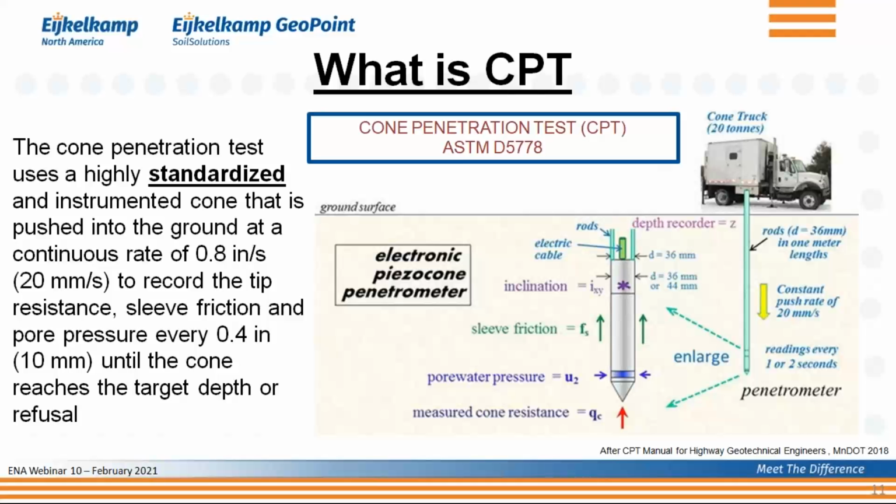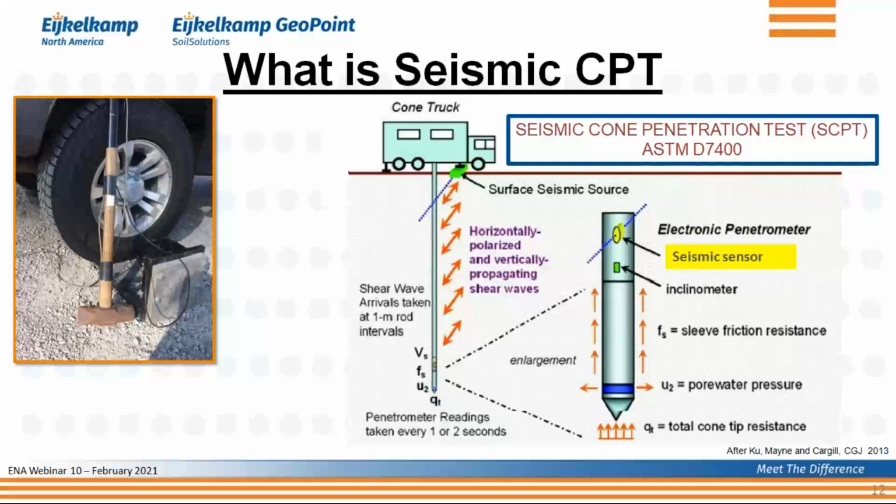That cone is very much standardized. The dimensions of the cone, the length of the cone, all of it is standardized, and it is described in ASTM D5778. The ISO standard on the same topic of cone penetration testing prescribes pretty much the same dimensions of that cone. Now, what we do differently when you have Seismic CPT is what is described here in this chart.